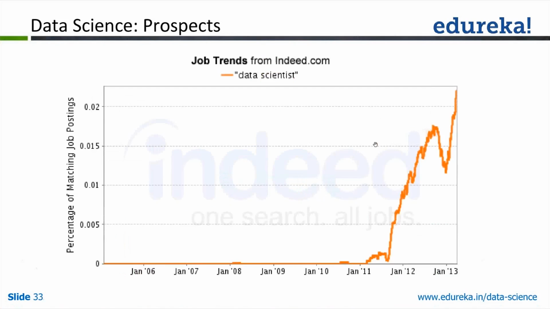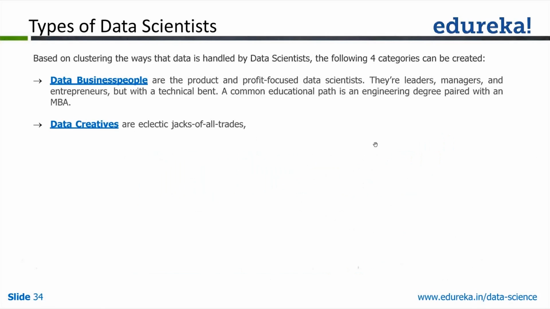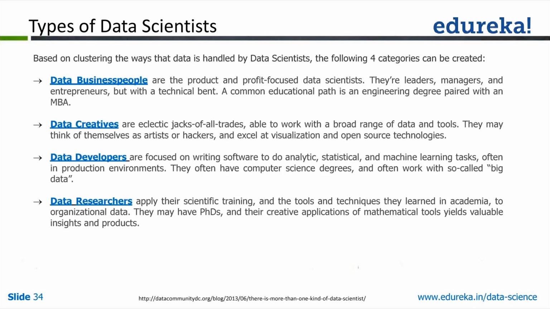Okay, so those are different components of data science, and this is just a graph showing the job trends about data science. That's fine. These are the types of data scientists that I was talking about. Depending on which component you have expertise in, the type of role that you may get may be slightly different.